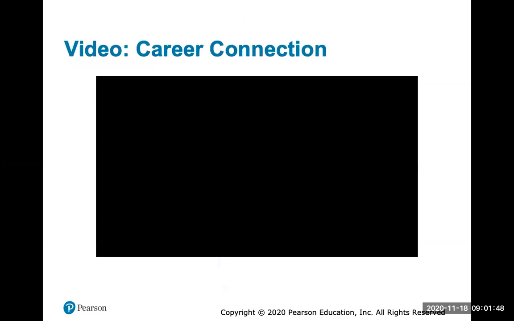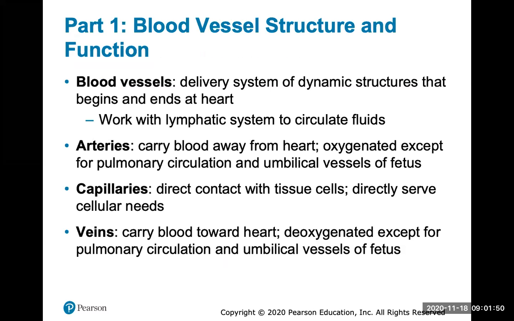So chapter 18 is all about blood vessels, and this is the final chapter before your next lecture exam. Some of this will be a good review from anatomy. We'll talk about blood pressure, and some of the homeostatic imbalances with that. So your blood vessels will be basically your body's delivery system of dynamic structures that begins and ends at the heart. They also will work with the lymphatic system to circulate all fluids in your body.